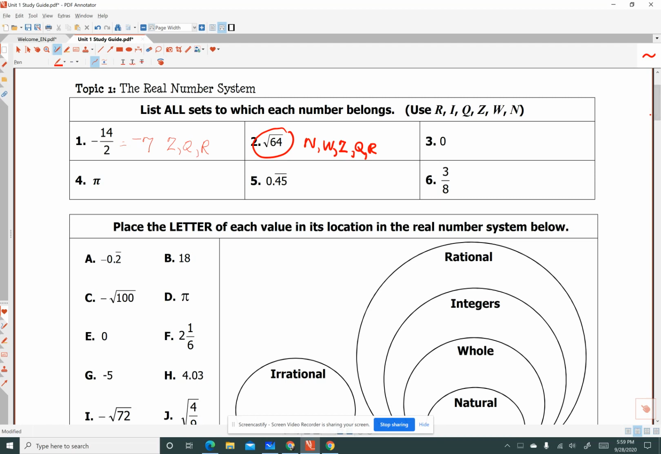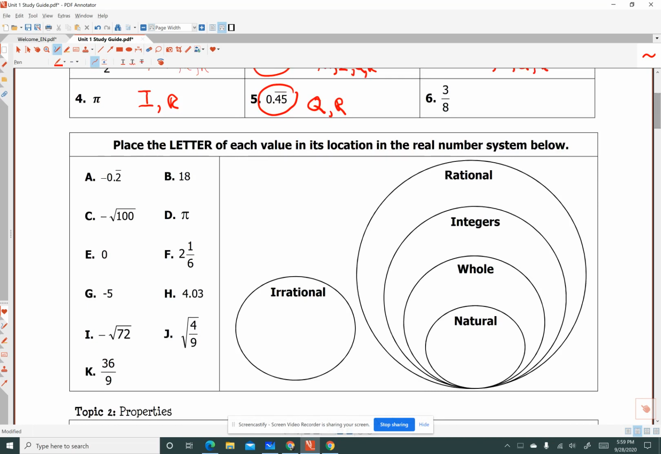Now, the thing with zero is a whole number, but it's not a natural number. So it is a whole number, it is an integer, it is a rational number, and it's a member of the real number system. Pi, however, is irrational. It goes on and on with no repeating, although it is a member of the real number system. Now, where we have a repeating decimal, we have a rational number, which is also a member of the real number system. Looking back at this chart, I want you to think of it this way.